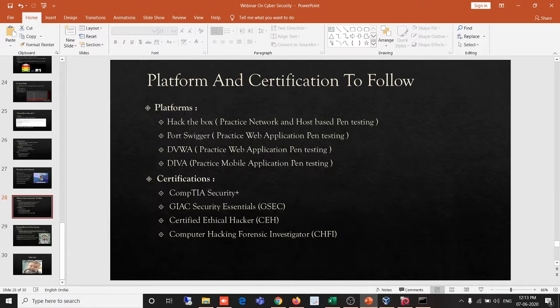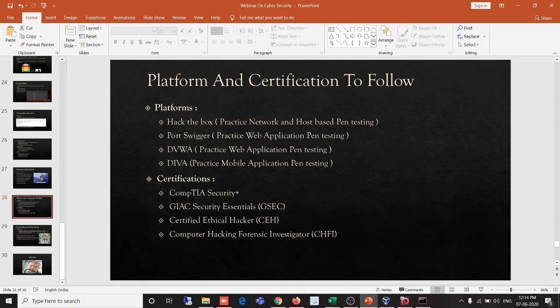From now on, keep practicing on all those platforms. I have suggested some platforms, like Hack The Box. In order to know the attacks and vulnerabilities found in the network, you could use this. And PortSwigger, you could use that website. It is actually one of the best to learn web application penetration testing.